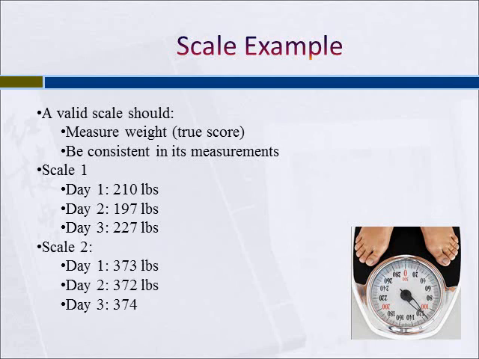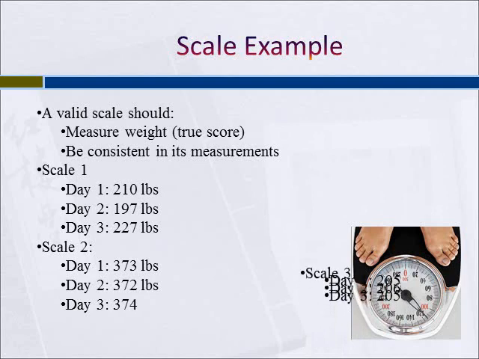So I go and I get another scale. Okay, I step on that scale, day 1, 373, day 2, 372, day 3, 374. Well, it's consistent, but I look at myself in the mirror anyway. I can't believe that I weigh 372-ish pounds. Okay, so at the end of the day, I say, well, that's a reliable scale. The measures are consistent, but it's not valid. It's not assessing what my weight is actually supposed to be.